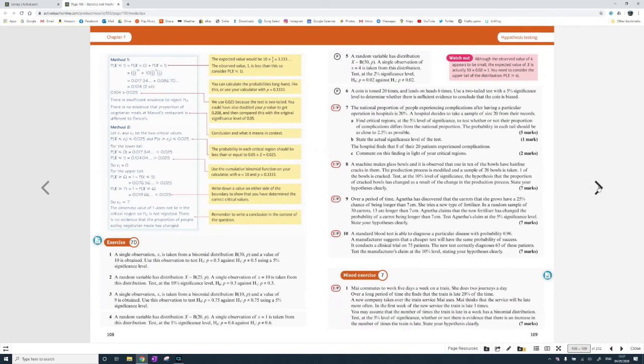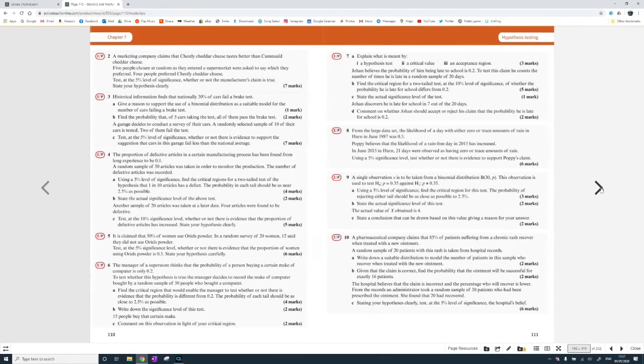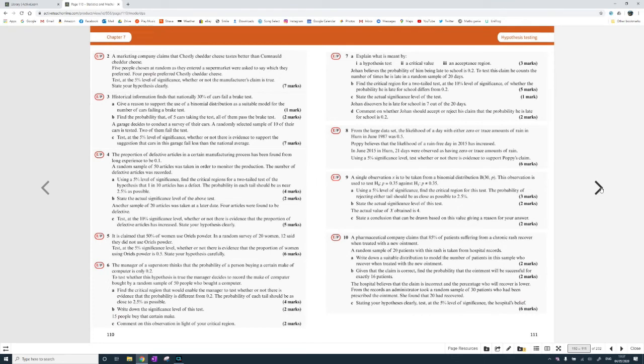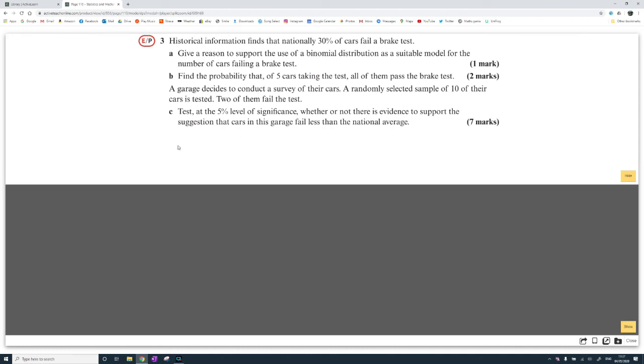And then I also think it is worth going to the mixed exercise on page 109 and having a go at number 1 from the mixed exercise, and then over the page to page 110. It was question 3. Question 3, the first two parts, A and B, are a normal binomial question, and then they add the significance test thing at the end. So there's 5 questions for you to try.